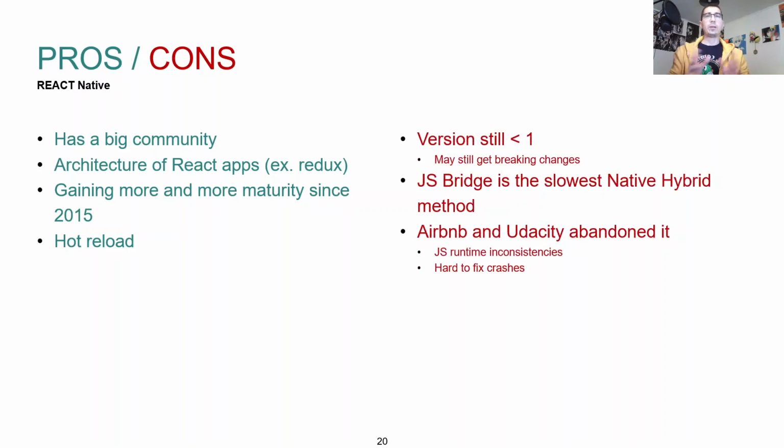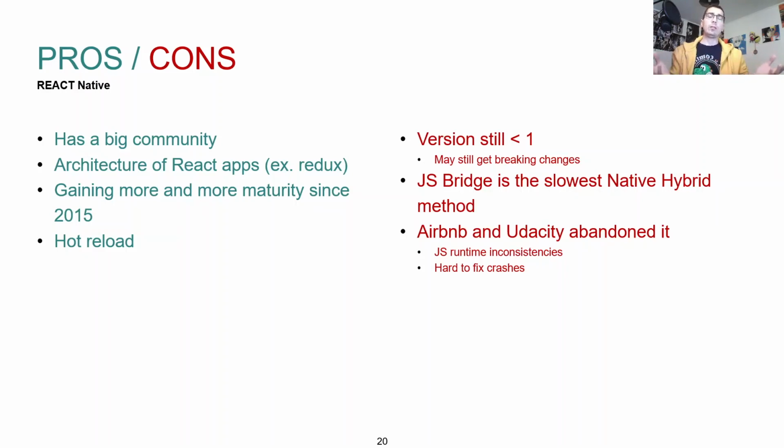As for drawbacks, this is just a warning, not really critical, but it's still version 0 point something. We still do not have version 1 of the framework. So it's just a warning. It's used in production. It works really well. But with regard to performance, compared with other hybrid native frameworks, the bridge is on paper the slowest method.